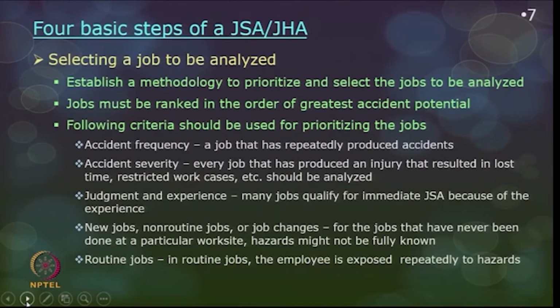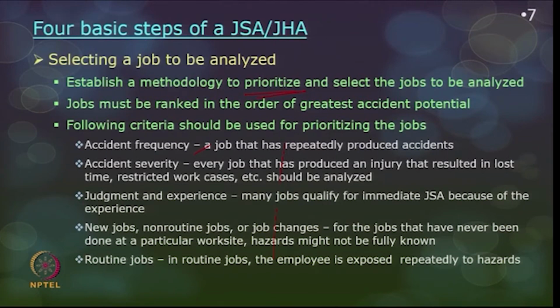Before the project starts, you have to have a wise decision on how to prioritize activities for hazard analysis, because you may not be able to do it for all the activities in the construction site. So, jobs have to be ranked in the order of greatest accident potential. Some criteria which can be used are accident frequency, a job that has repeatedly produced accidents, and job severity. A job may not have produced too many accidents, but it would have got a severe injury rate, in the sense a serious accident. Judgment and experience: many jobs qualify for immediate job safety analysis because of the experience.